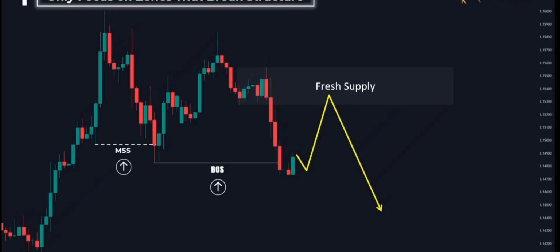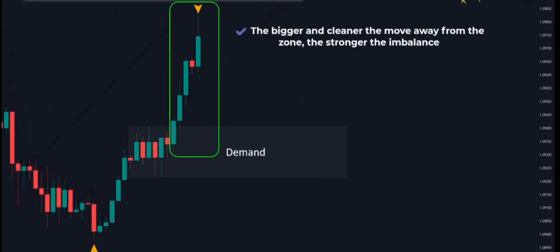So instead of guessing, let the structure tell you what matters. Rule number 2, look for strong moves away from the zone. The bigger and cleaner the move away from the zone, the stronger the imbalance. You want large, impulsive candles with little to no overlap.